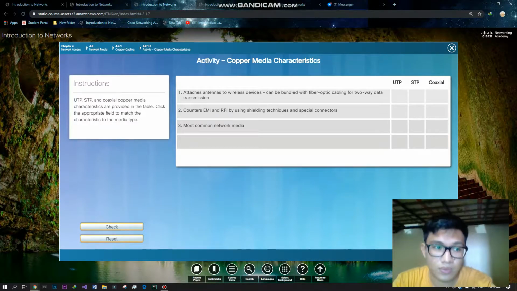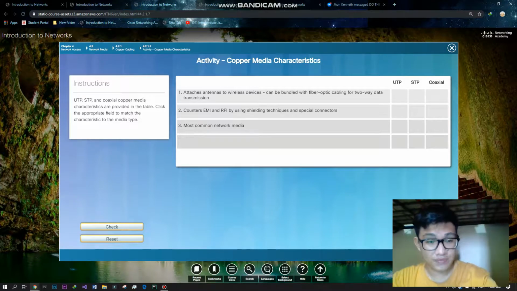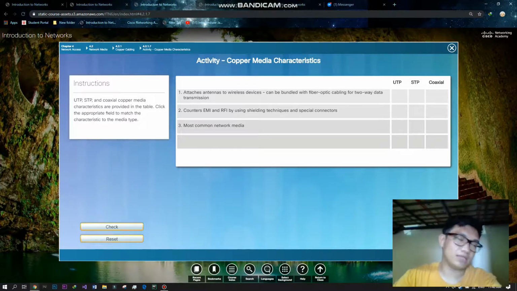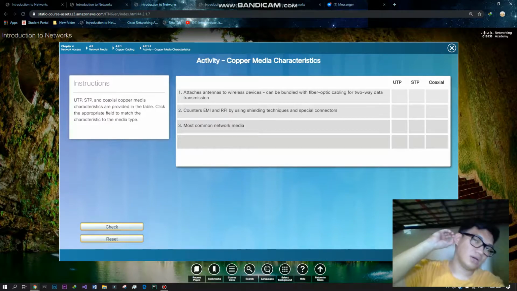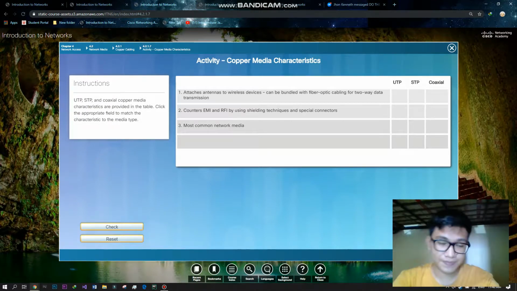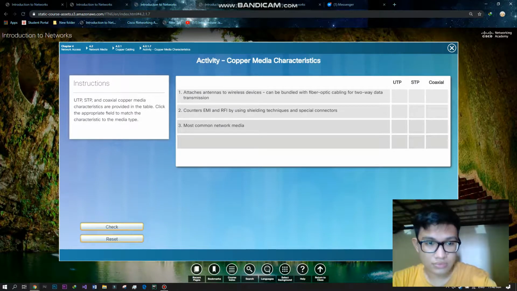So the last one is the coaxial cable. A coaxial cable is a type of shielded and insulated copper cable that is used in computer networks and to deliver cable TV services to end users. Well, it's usually used in TV. It's also known as coax.